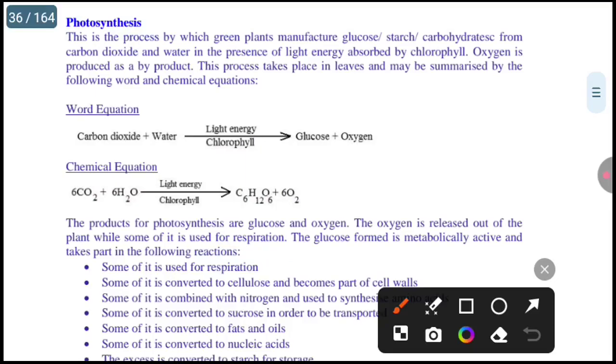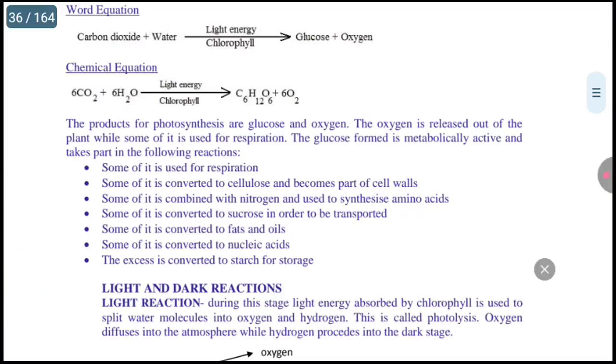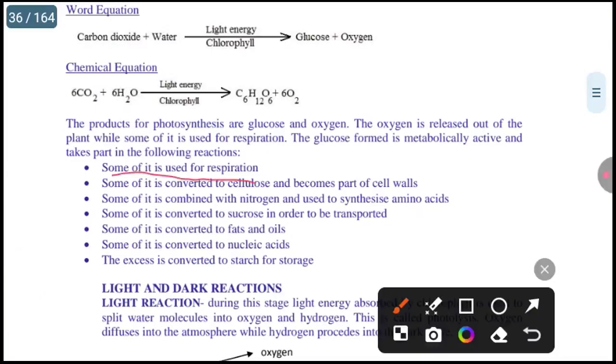The glucose formed is metabolically active and takes part in the following reactions. Some of it is used for respiration, and some is converted to cellulose and becomes part of cell walls. Some is combined with nitrogen and used to make amino acids. And some is converted to sucrose in order to be transported.